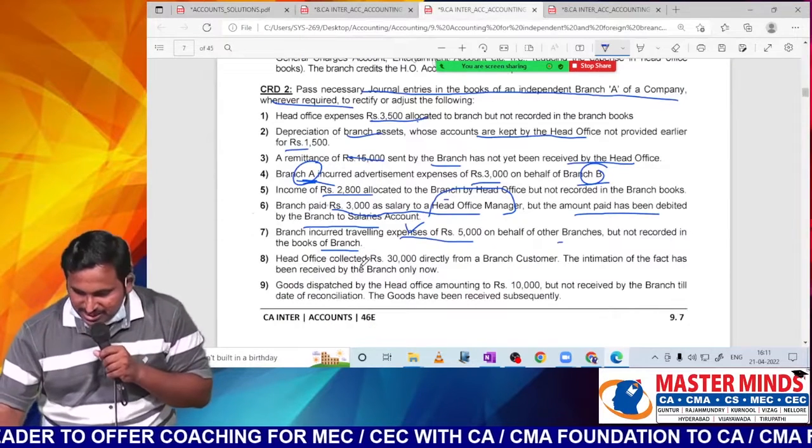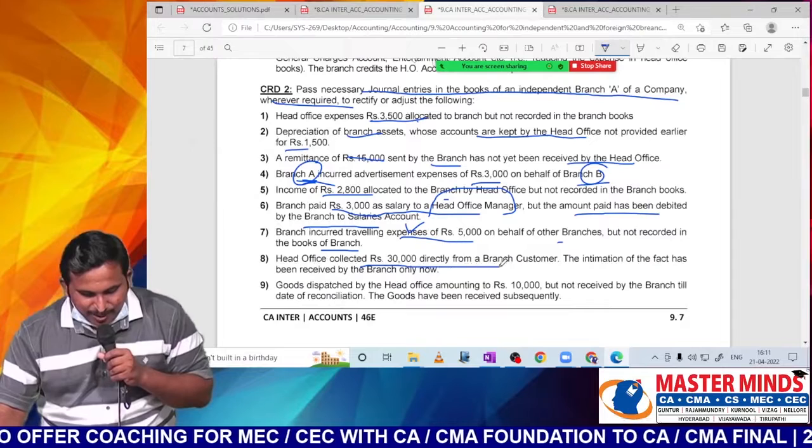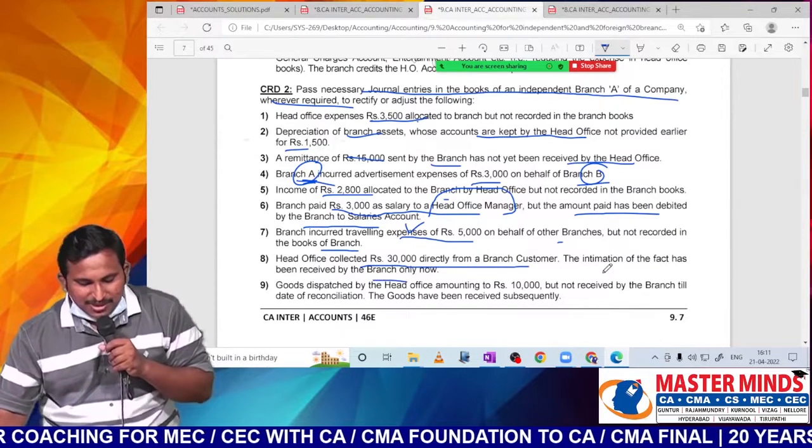Next, head office collected 30,000 directly from a branch customer. Now only we have received the intimation.